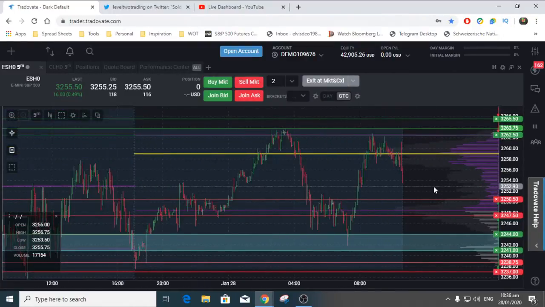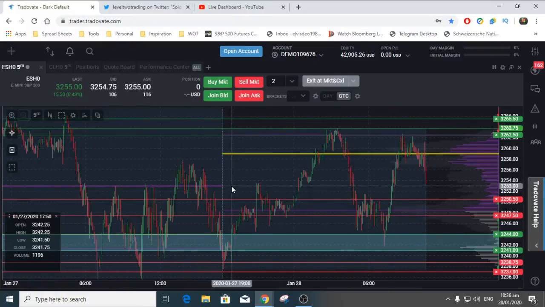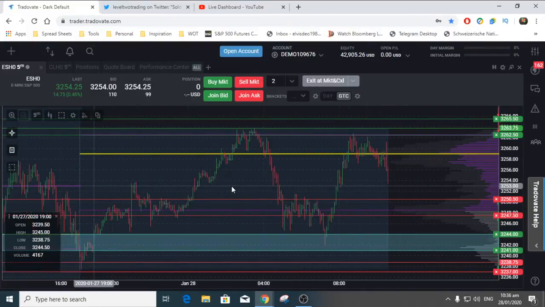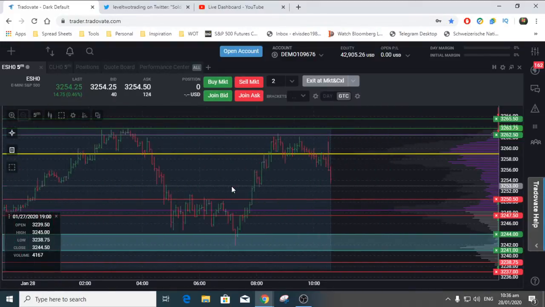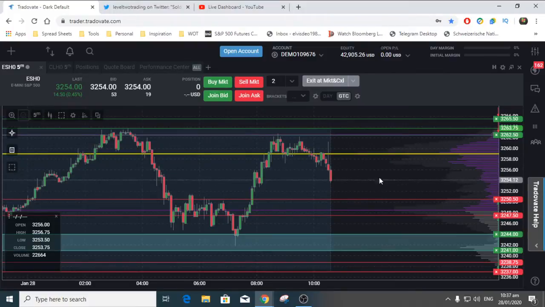More or less, if you're using here as support, make sure that your stops are very tight, because you may get knocked out very quickly at this hour also. So I wouldn't be using here for support personally at all.